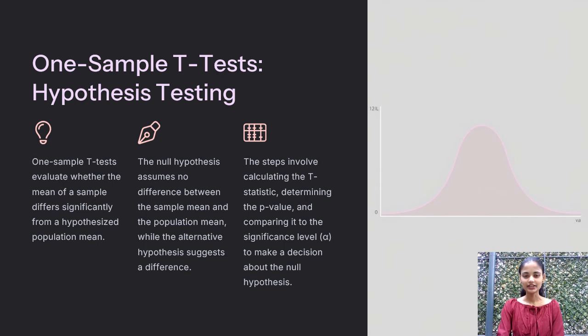One sample t-test hypothesis testing. One sample t-test evaluates whether the mean of a sample differs significantly from the hypothesized population mean. The null hypothesis assumes no difference between the sample mean and the population mean, while the alternative hypothesis suggests a difference. The steps involve calculating the t-statistic, determining the p-value and comparing it to the significance level to make a decision about the null hypothesis.